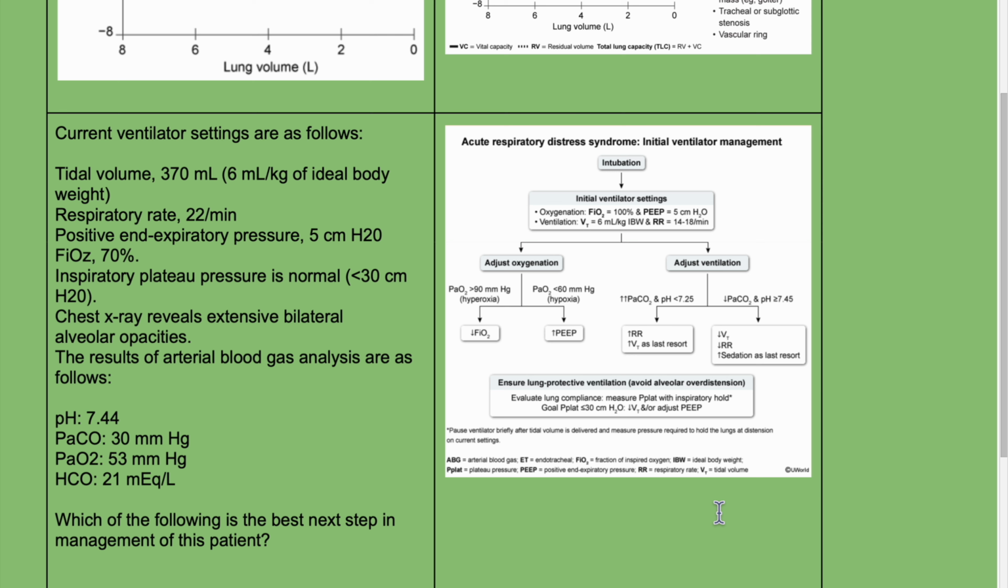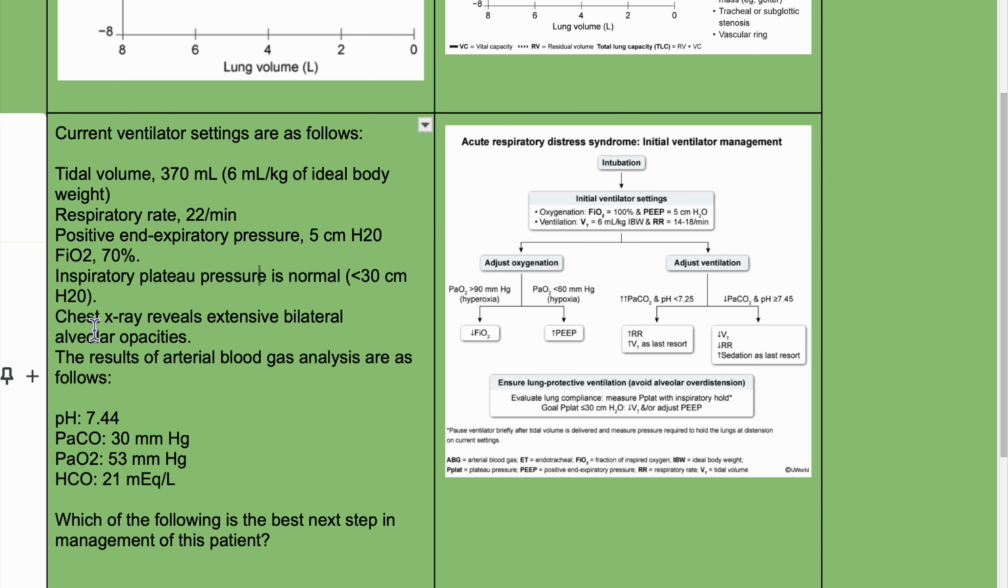Okay, so the ventilator settings are as follows. Currently, tidal volume is 370 ml. They kept the 6 ml/kg of ideal body weight, so it's good. Respiratory rate is set at 22 per minute. Positive end-expiratory pressure is 5 centimeters H2O. FiO2 is at 70%. Inspiratory plateau pressure is normal, less than 30 centimeters H2O.